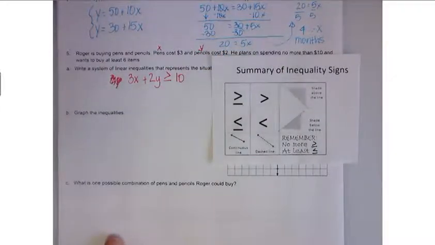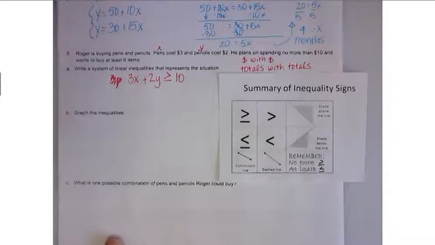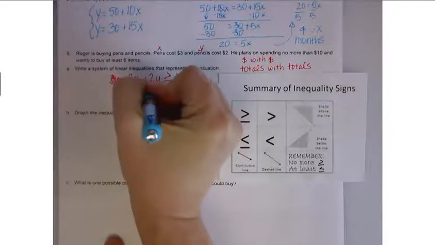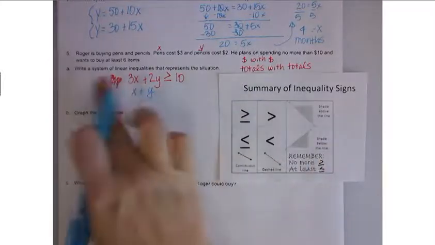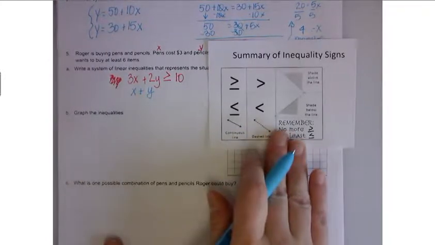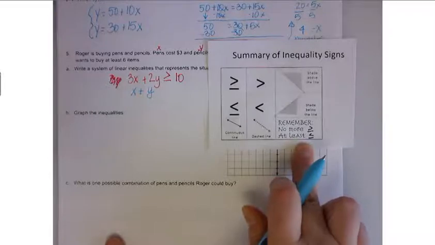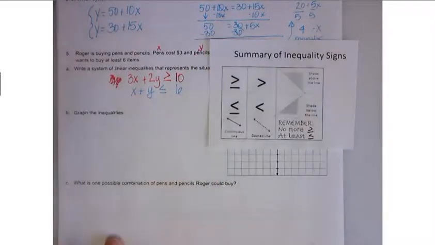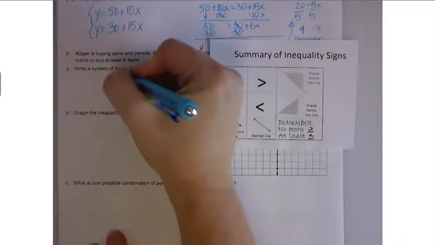Good. Money with money. Totals with totals. We know we need to buy pens. We know we need to buy pencils. It says at least 6 items. Down here we see which symbol we're going to use for at least. That's our system.